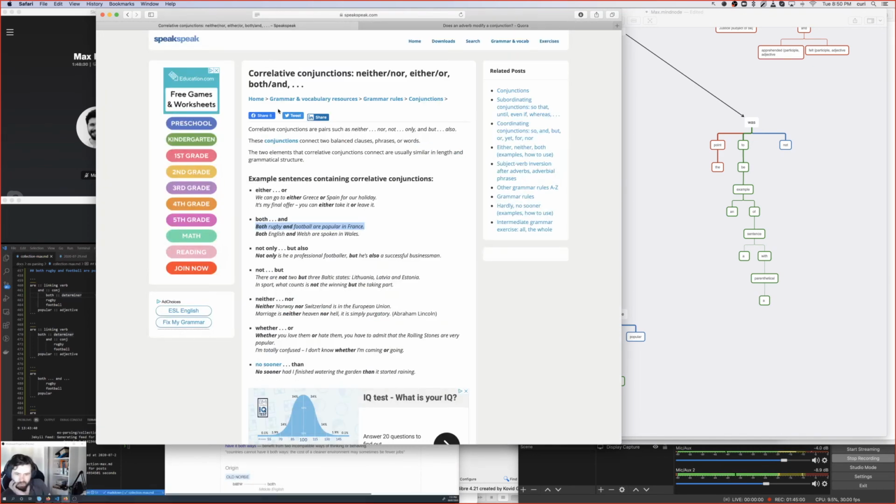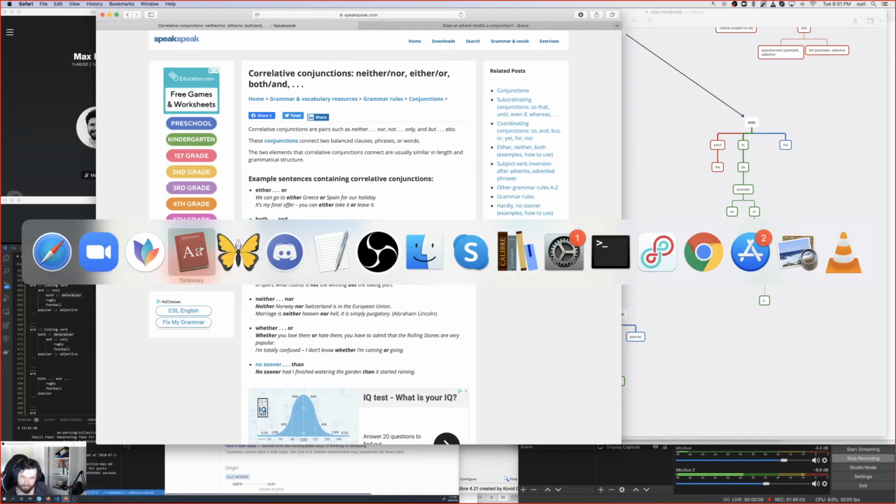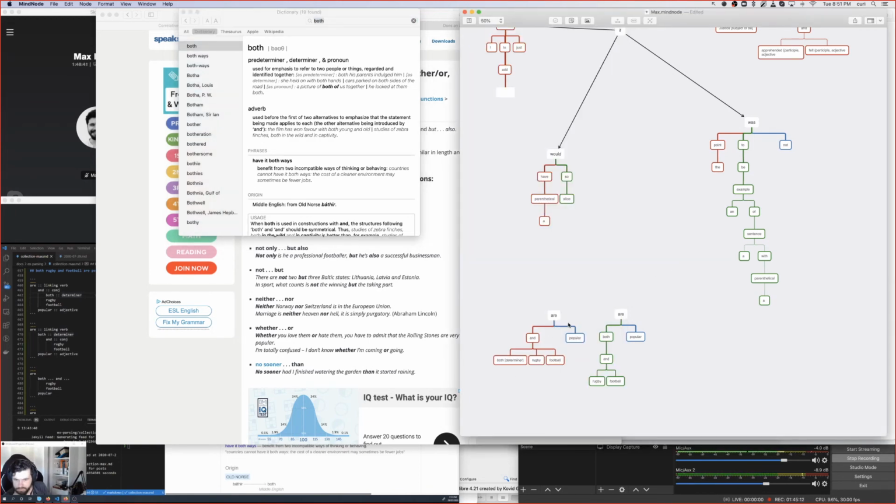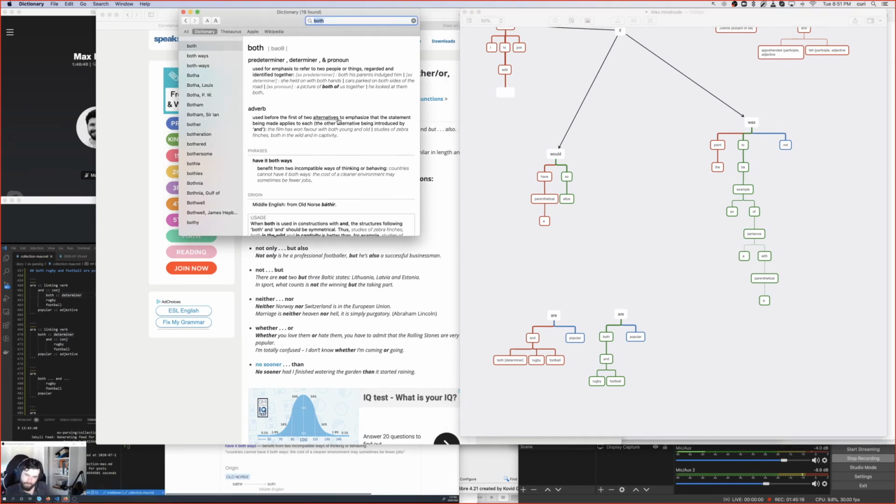So is this example just wrong? The adverb example for both? I don't know, maybe it's a special exception. Maybe there's something weird about it. Maybe someone was confused by this sentence, so they decided it was an adverb in this case, not a determiner for some reason.